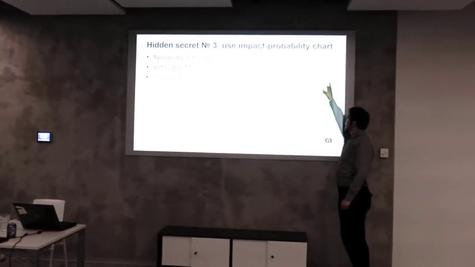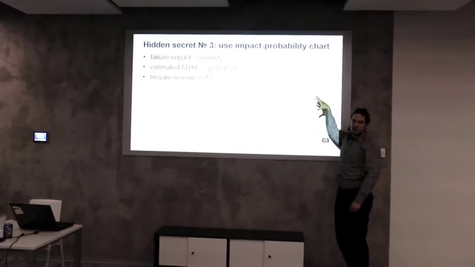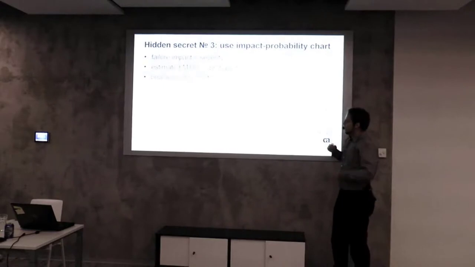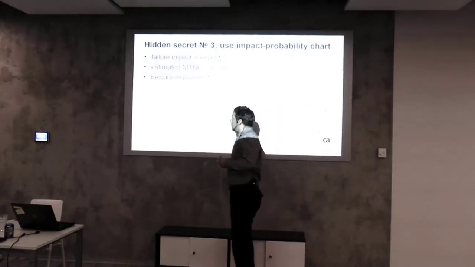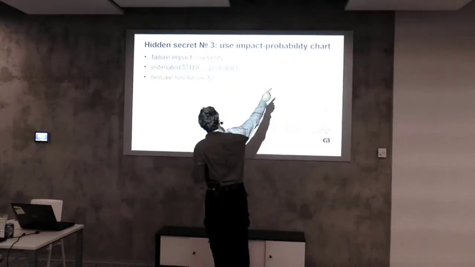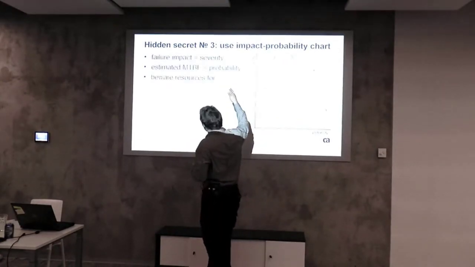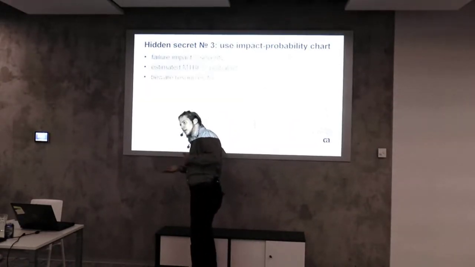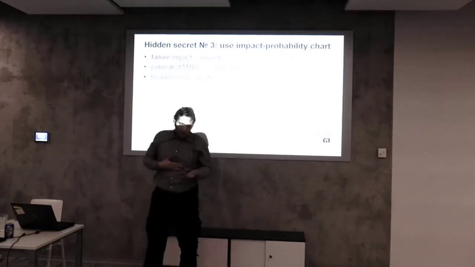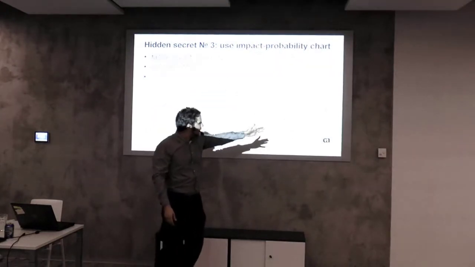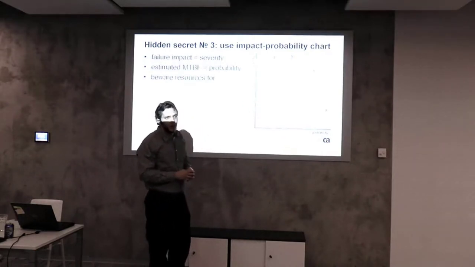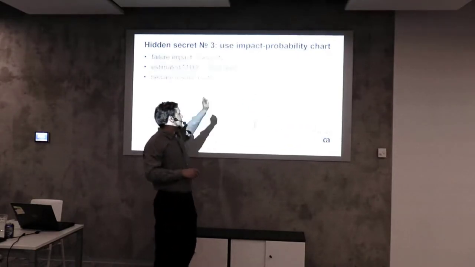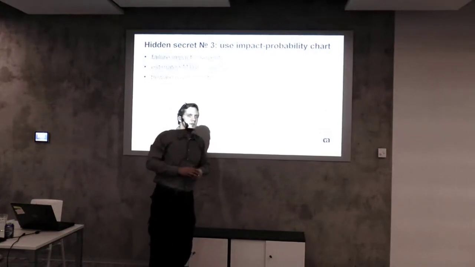You test the high severity, high probability. That's the first. But what happens next? You've covered all those. Should you first test the possible failures which have high severity and low occurrence probability, or the ones which would have high probability and even low severity? Well, the answer is you should test the ones with low probability and high severity.